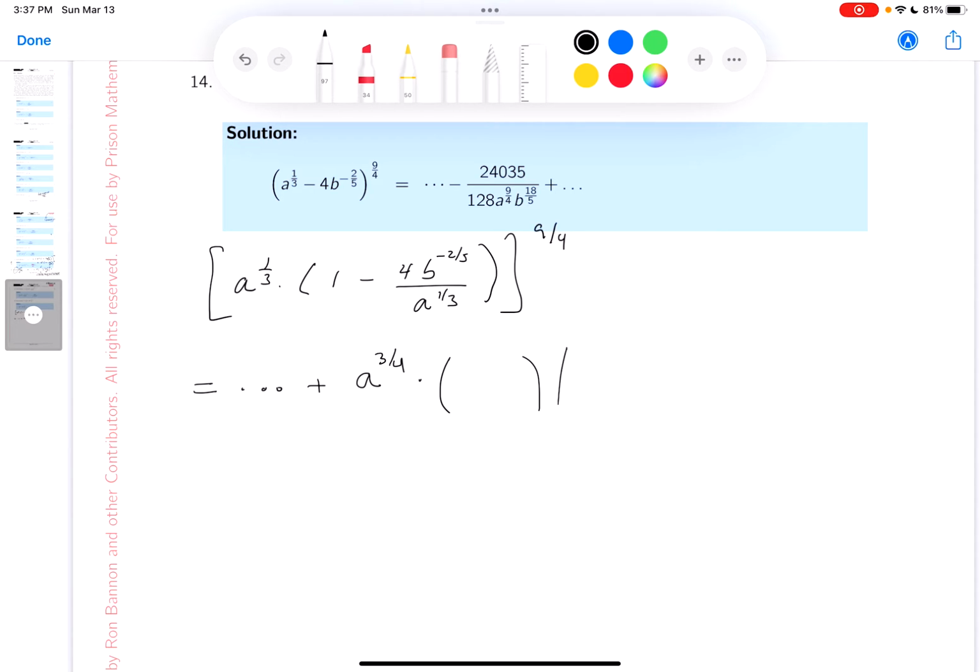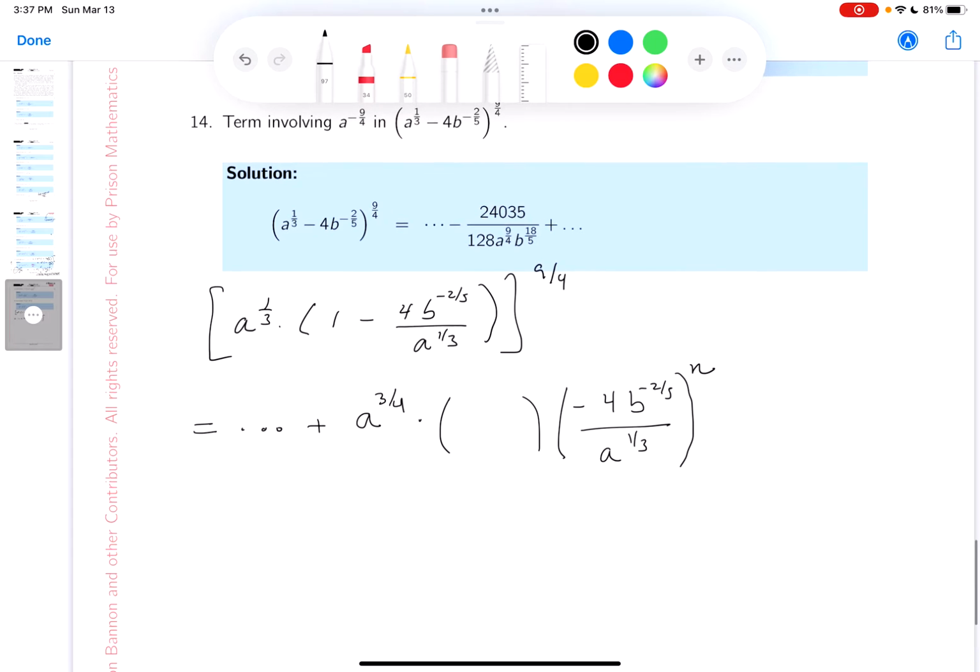But I'm going to get a term over here. I said it's a factor, I'm sorry. A factor, minus 4. And I'm going to put b to the minus 2/5. And on bottom, I get a to the 1/3. But I don't know the power to it. So what I do know, though, is I know the a and the m when the dust settles will be a to the minus 9/4. Well, what's that going to be equal to? It's going to be a to the 3/4 minus n/3.